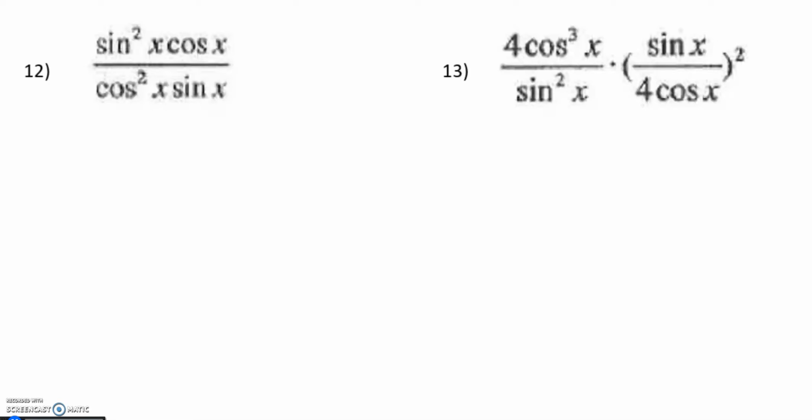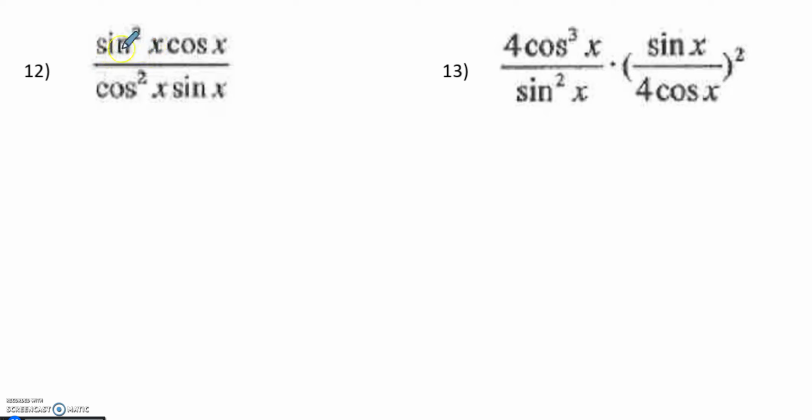So in this video, we're going to be doing numbers 12 through 16. So let's get started here. Number 12, if we take a look at it, there's no plus signs, there's no minus signs. So all we can do is simplify this and see if we can cancel anything out.